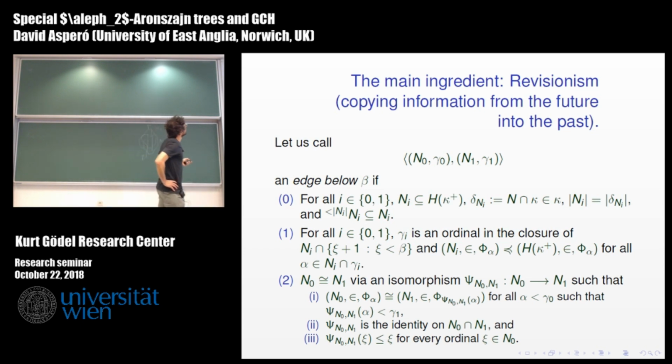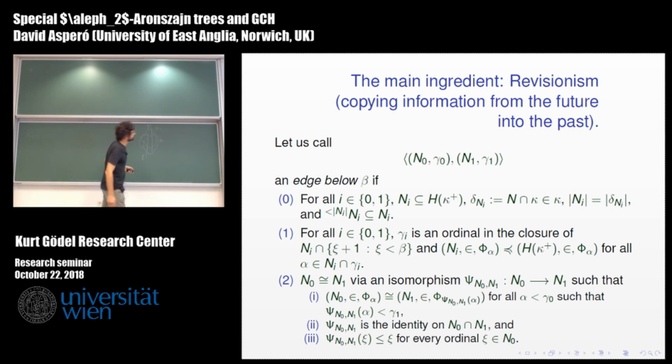I will have pairs of models with markers, where this is some close enough model of size less than kappa, and then gamma 0 is an ordinal that tells us up to which stage n1 is relevant as a model and active. And then I say that the models are isomorphic via an isomorphism that respects the predicates whenever it makes sense, and which is the identity on the intersection, and it's regressive: psi of psi is less than or equal to psi for every psi in n0.